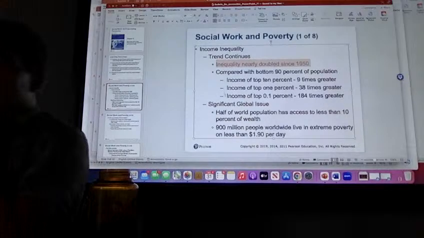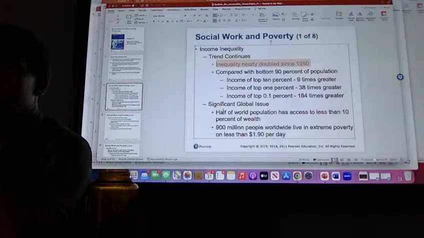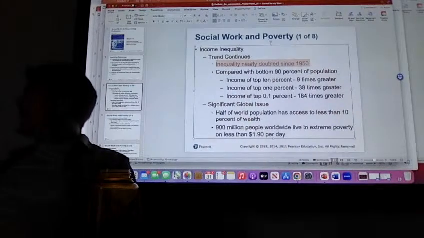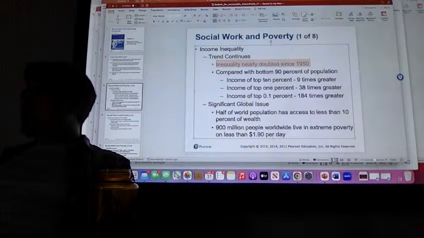Half the world population has access to less than 10% of all the world's wealth, mostly because, who is it? Bill Gates, Elon Musk. You guys might be able to name some of them. Maybe even Beyonce, that other blonde singer that's on tour. I don't remember her. She's a millionaire now too. There's a lot. They have a lot of money, but 900 million people worldwide live in extreme poverty, and they actually live on less than $1.90 a day. Does that make any sense? It almost seems crazy. It's like, what can you buy for $1.90?